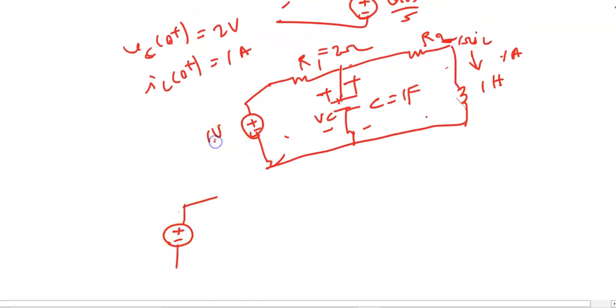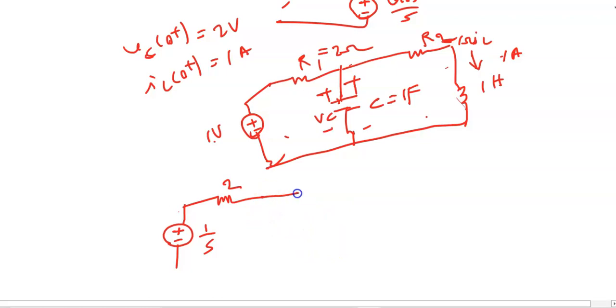So 1 volt. What is the Laplace transform of a step input? 1 upon S. This is a 1 volt, so 1 upon S. And resistors remain resistors. Don't put ohm here, okay, just values.